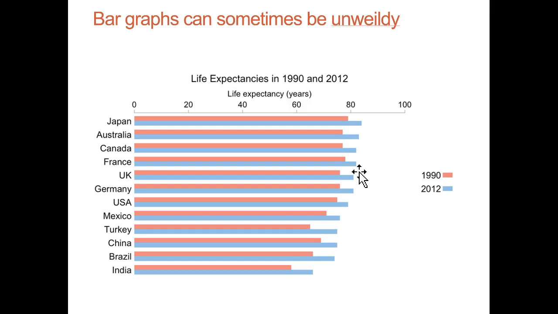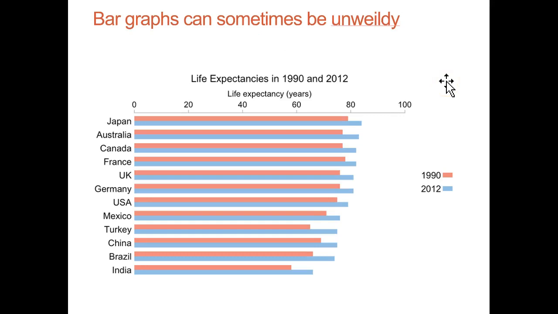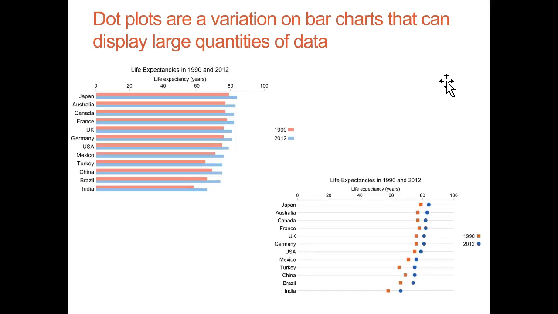But another option can be a dot plot. And you will see this sometimes. These are becoming more popular. So this is just the same data as this, but instead of filling the whole bar in, we're just plotting the endpoints. And so this can be more useful for large quantities of data, particularly when they're showing a consistent story. 1990 is always lower than 2012.